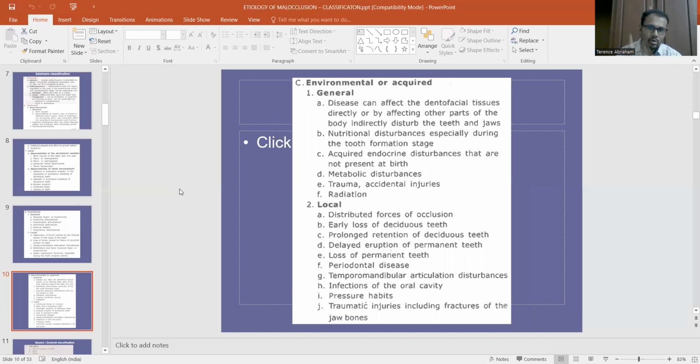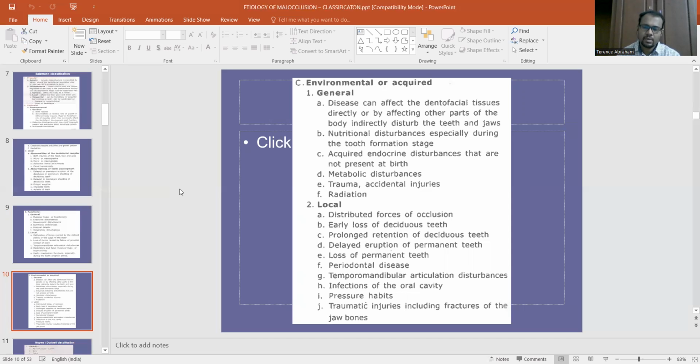Coming to the environmental causes. Environmental causes may be of two types, general as well as local. In general environmental factors: various diseases which involve the dentofacial tissues or dentofacial structures, nutritional deficiency, endocrine disturbances, metabolic disturbances, trauma, accidental injuries, radiations, all these can cause malocclusions. These are the various general factors. Diseases affecting the dentofacial tissues may be prenatal or postnatal.